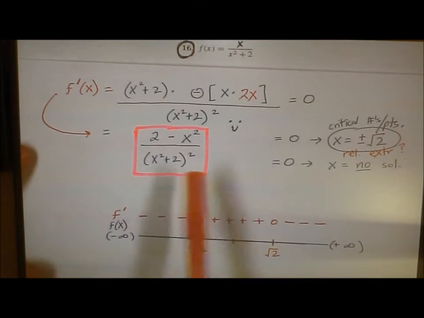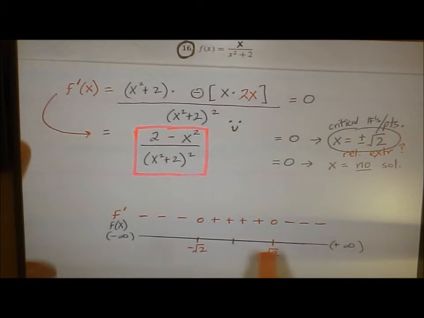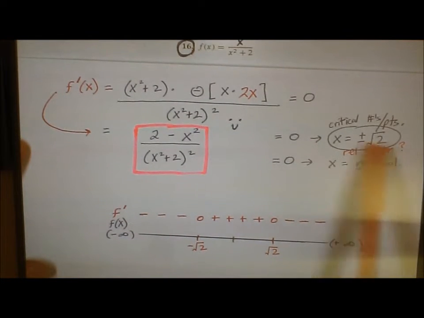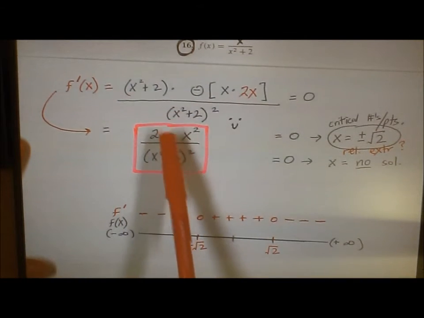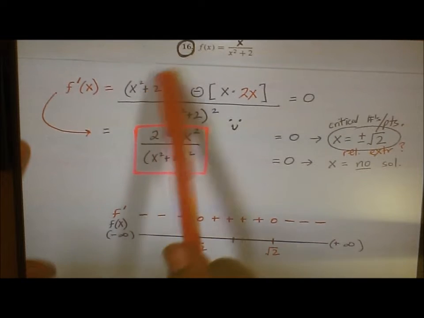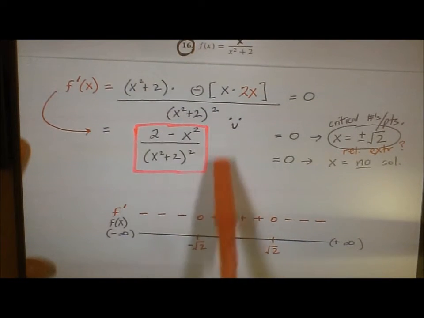Okay, so let's go through the 3 steps again to figure out relative extrema. Step 1, derive. We derived here using the quotient rule. Step 2, or actually part of step 1, set the derivative equal to 0. Here's the cleaned up derivative.